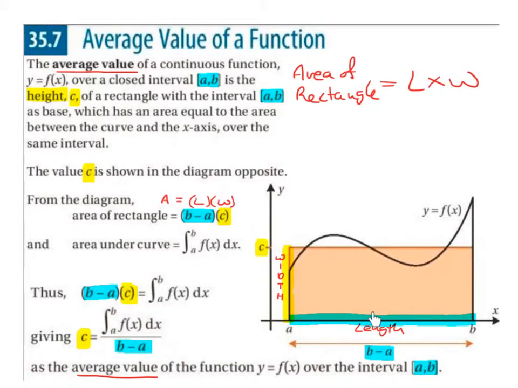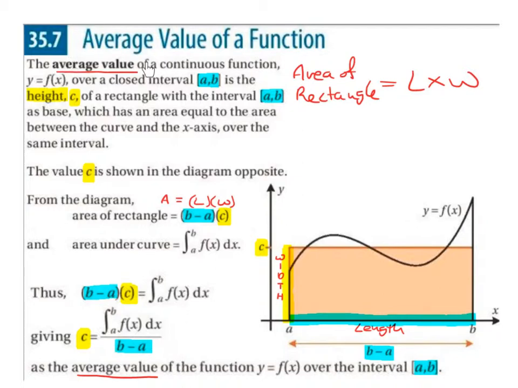So here we can see we have our x-axis and our y-axis. This is our function y equals f of x, and this orange rectangle is the average value. So it has a height, or you could say a width, of c. This is c on the y-axis. And it has a length, or you could say a base, of AB. So this is point A, and this is point B on the x-axis. So the distance between A and B can be written as B minus A.